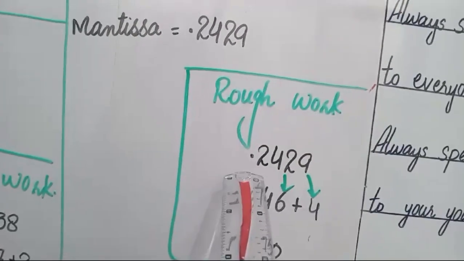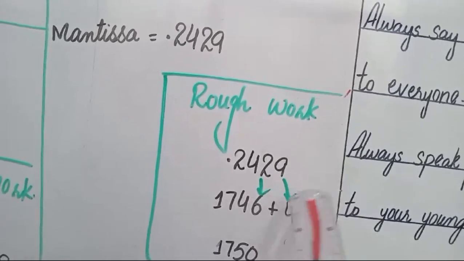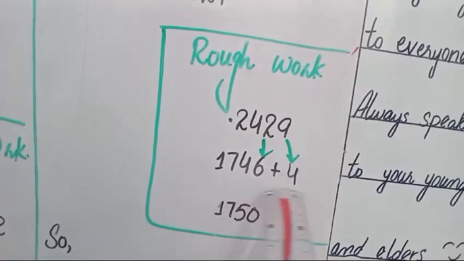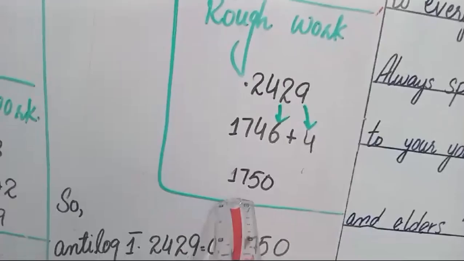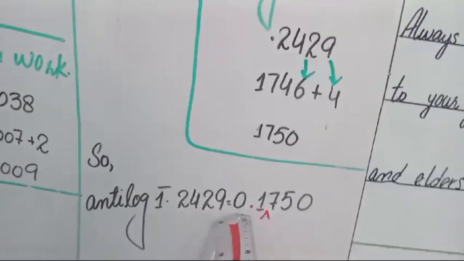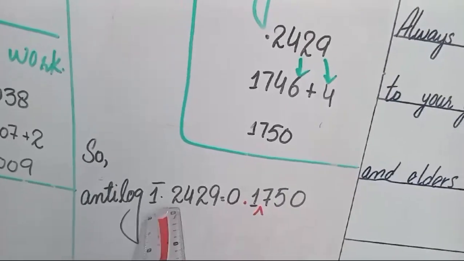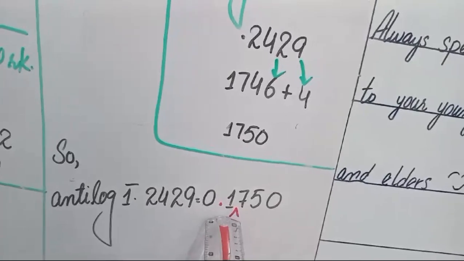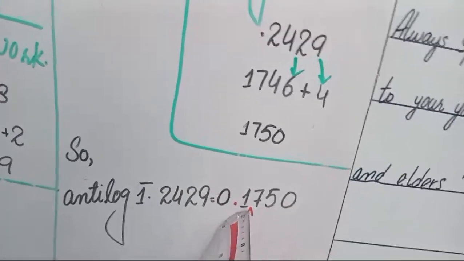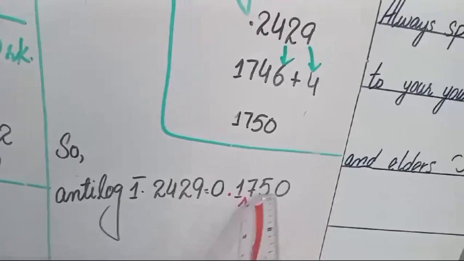So when we looked up 0.24 in 2, we got the answer 1746, and in the mean difference, for 9 we got 4. So we have to add these two numbers, and we will get the answer 1750. So the antilog of 1 bar 0.2429 is 1750. As our characteristic is negative, our decimal point will be at the start, on the left side of the reference point. So we will write our answer as 0.1750.